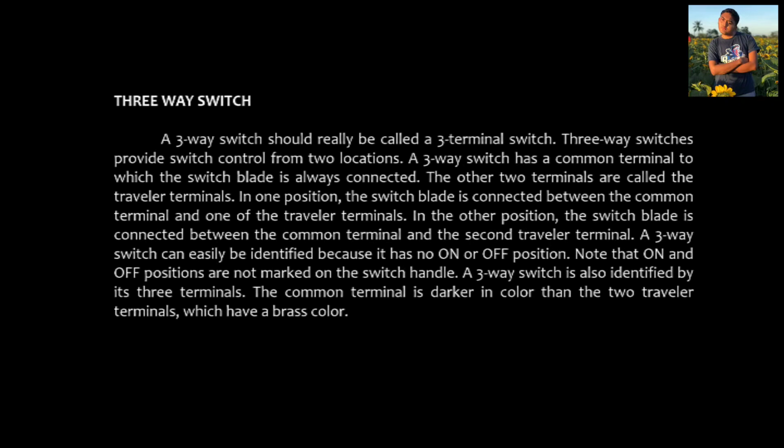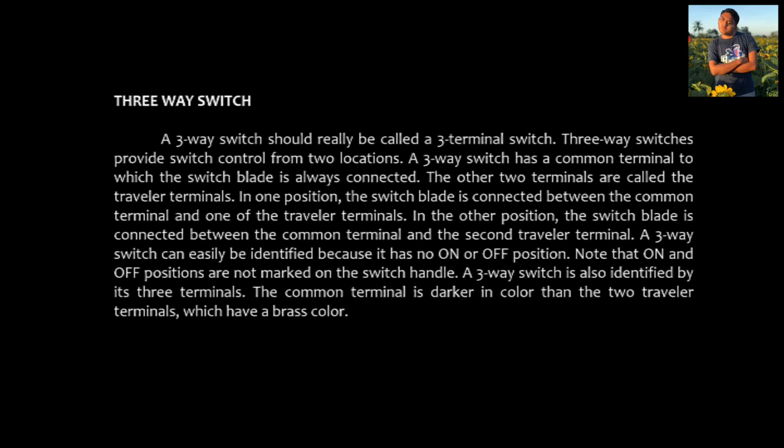Three-way switch. A three-way switch should really be called a three-terminal switch. Three-way switches provide control from two locations. A three-way switch has a common terminal to which the switch blade is always connected. The other two terminals are called the traveler terminals. In one position, the switch blade is connected between the common terminal and one of the traveler terminals. In the other position, the switch blade is connected between the common terminal and the second traveler terminal.